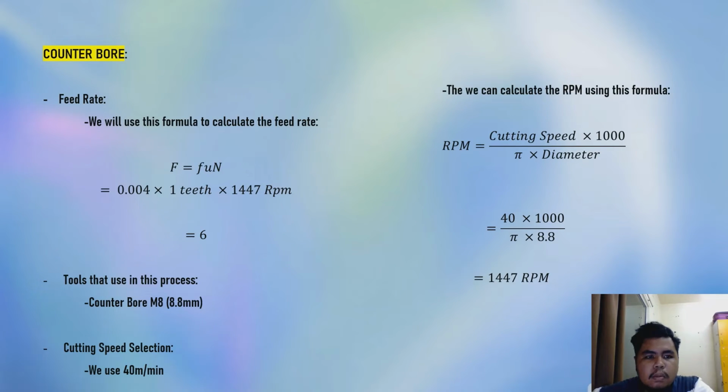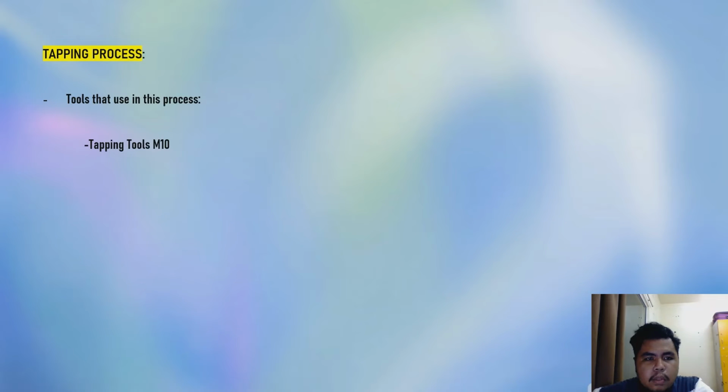Next, for counterbore, we use counterbore M8 with 8.8 millimeter diameter, and we use 40 meters per minute for the cutting speed. So we just put in all the information that we have to find RPM and also feed rate. For the tapping process, we just use tapping tools M10, so we don't need to find the feed rate and also RPM.